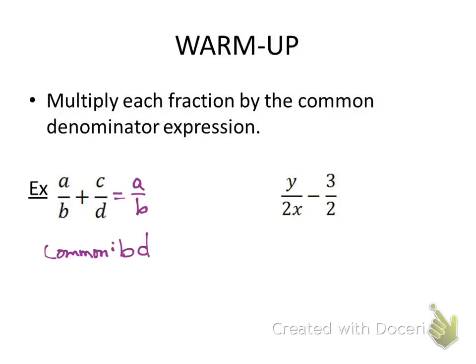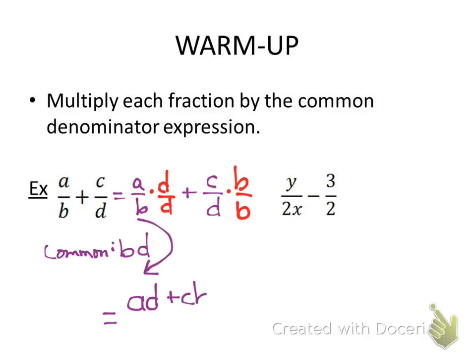So here's what it looks like in length. You have A over B times the missing piece of the denominator. And then in the second fraction, we see it doesn't have the B part, so we're going to multiply by a form of 1. We've talked about that form of 1 last week. Now that we have a common denominator, we have AD plus CB all over the common denominator BD. So that's the answer for the first one.